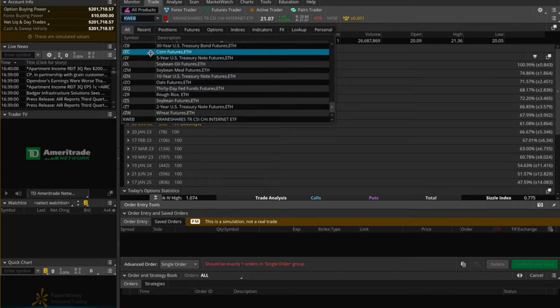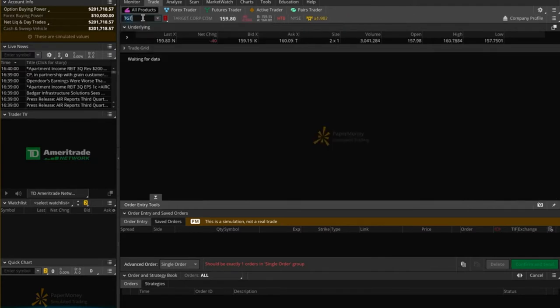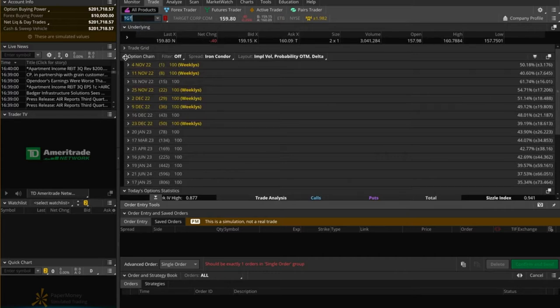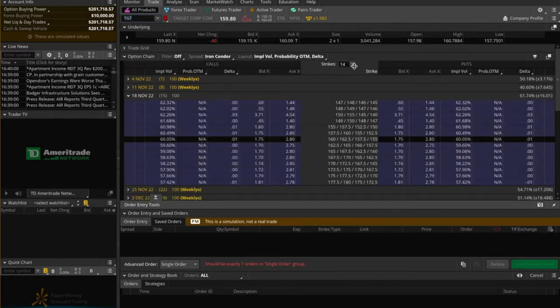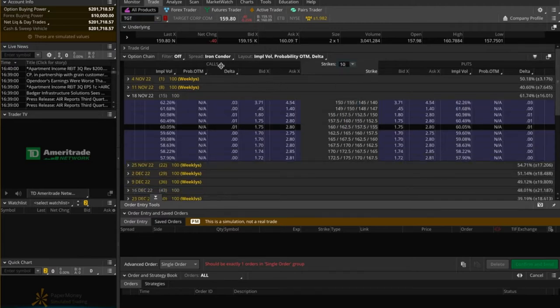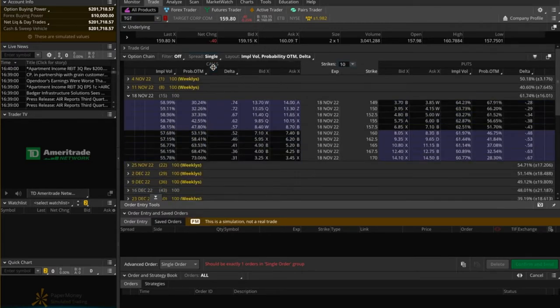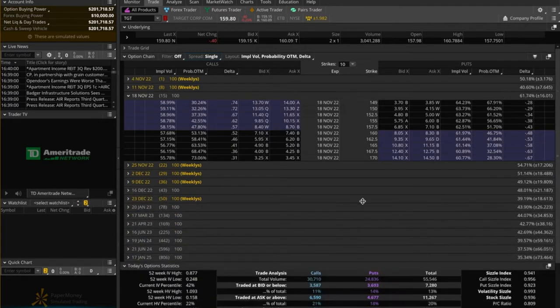So the first one was, if I can type in here, Target. And the whole idea behind this is that you pick to sell, and we're going to take this down to 10 because we don't need that many, and singles, not Iron Condor. We pick the days to expiry with the highest IV because we have earnings coming up in 9 days.